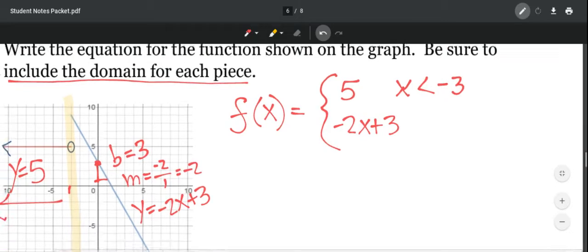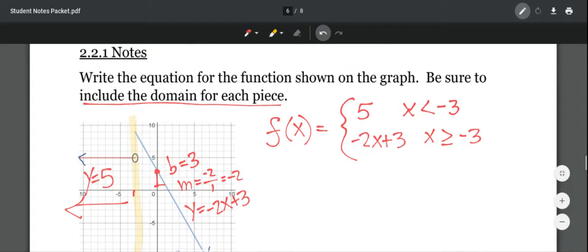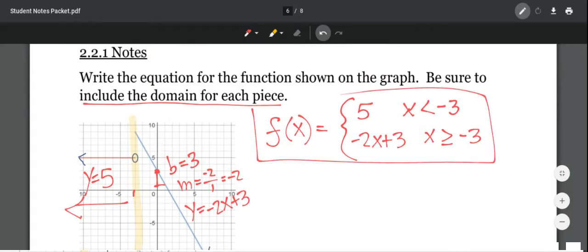Now I have to put in my domain. So -3 is still my boundary. But now this time we're getting bigger, so x is greater than -3. But there is no open circle there, so it has to be equal to. So this is my final answer.